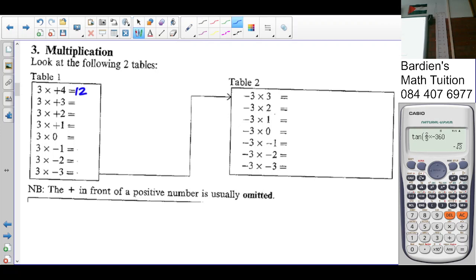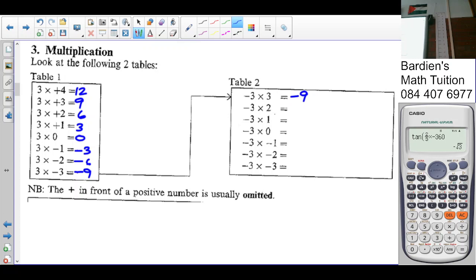What will the next one be? 3 multiplied by 3 is 9. The next one? 6. 3 times 0? 0. 3 times negative 1? Negative 3. Positive 3 times negative 2? Negative 6. Positive 3 times negative 3? Negative 9. Table 2. Negative 3 times 3?